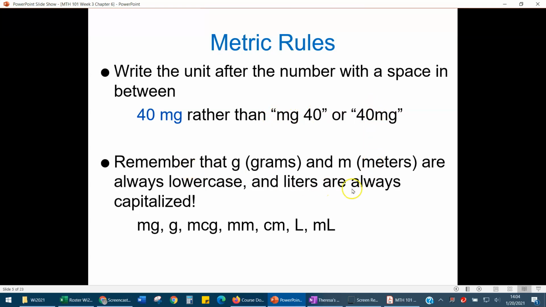And for your abbreviations, everything is lowercase except L. L is always capitalized because a lowercase l looks too much like a 1. And that is one of those medical error prevention techniques. So a lowercase l looks too much like a 1 anytime you're using L for milliliter. For liter, milliliter, microliter, kiloliter, you always use capital L.